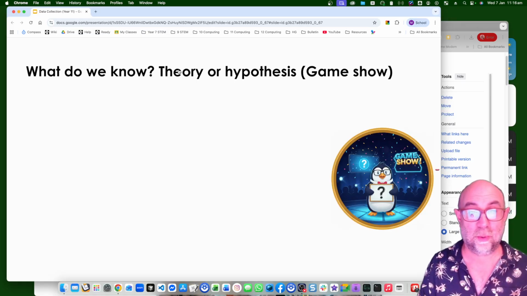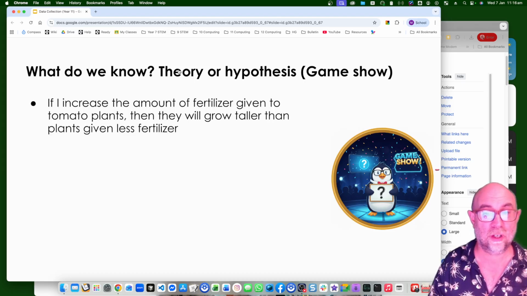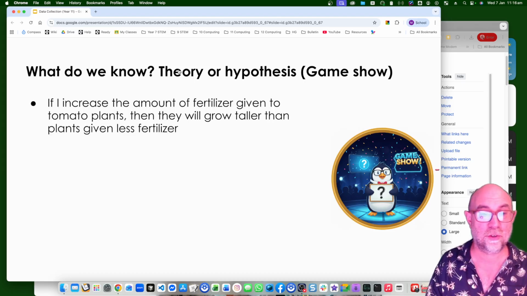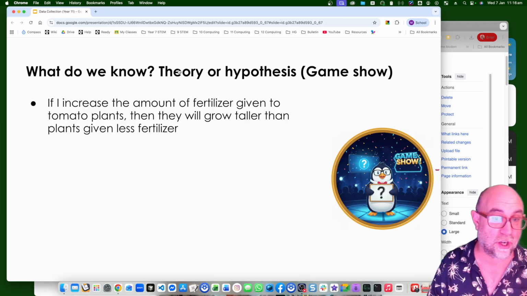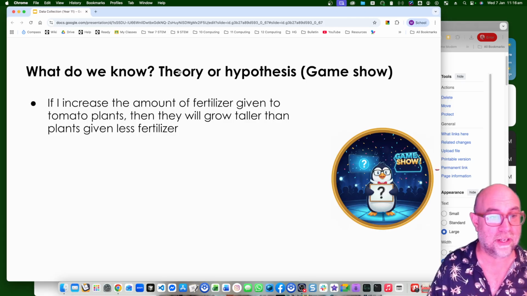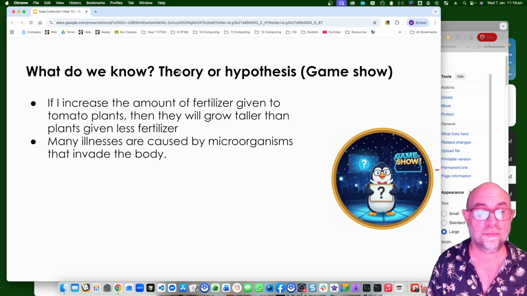So let's do a quick test. Theory or hypothesis? If I increase the amount of fertiliser given to tomato plants, they'll grow taller than plants given less fertiliser. Well, that's a hypothesis. It's testable. We're saying if this happens, we will get that measurable result. Many illnesses are caused by microorganisms that invade the body.